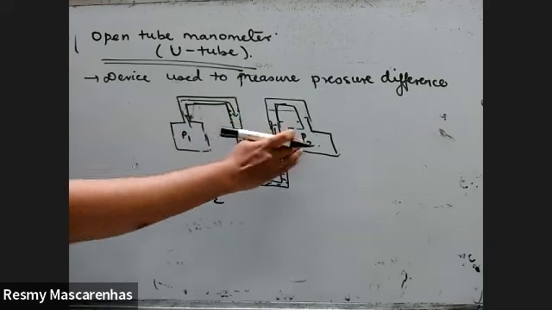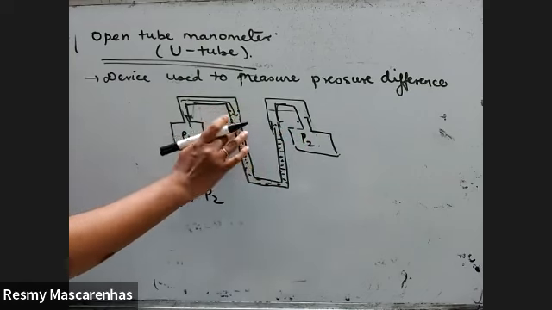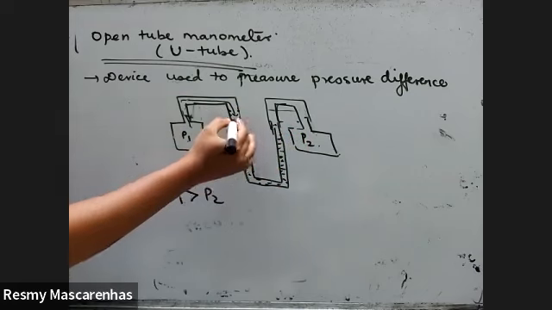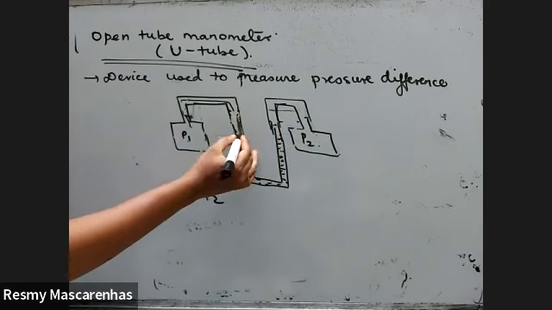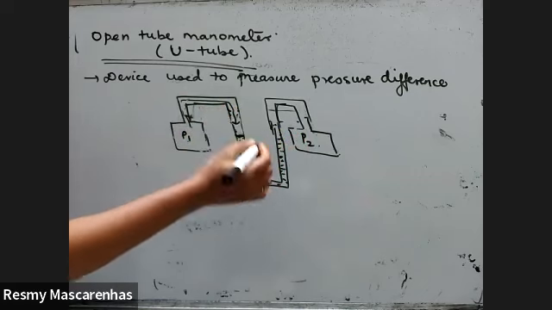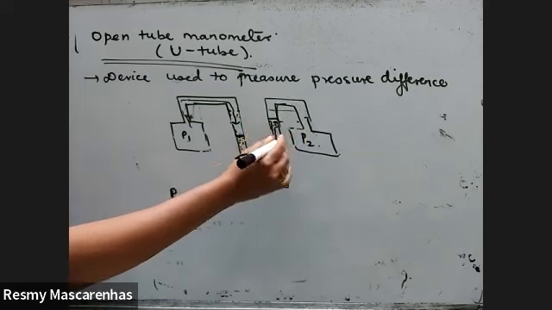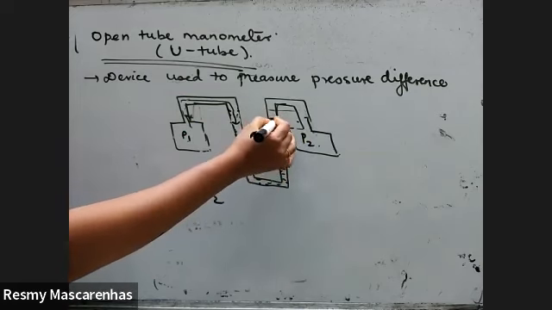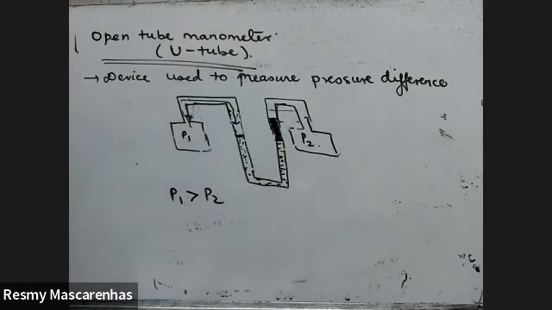Suppose both pressures are equal, they will be at the same height. But if this pressure is more, it will push the liquid down, maybe here, and this side it will come up that much. So however much it comes up is because of this pressure. The more the pressure, the more the liquid will come up.